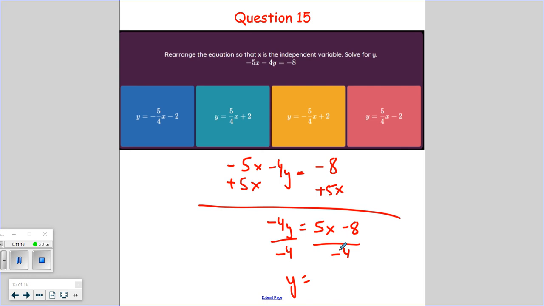So positive 5 divided by negative 4 is negative 5 over 4 x. And here, negative 8 divided by negative 4, and negative divided by negative is a positive. 8 divided by 4 is 2. So I get y equals negative 5/4 x plus 2. There's my answer. And I think the last one is next. Yes, it is the last one.